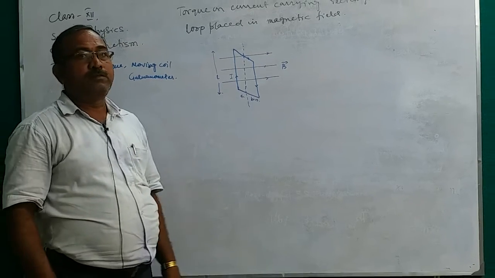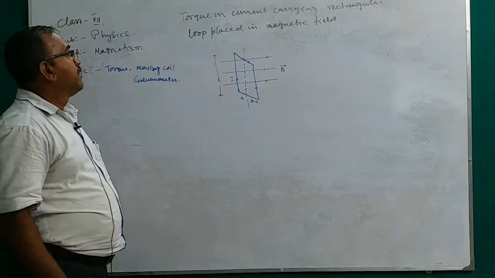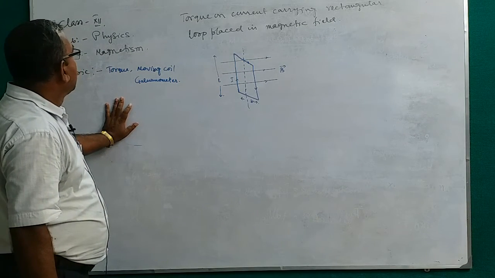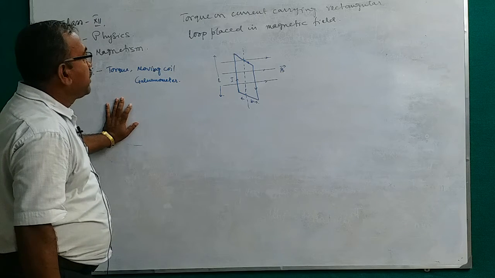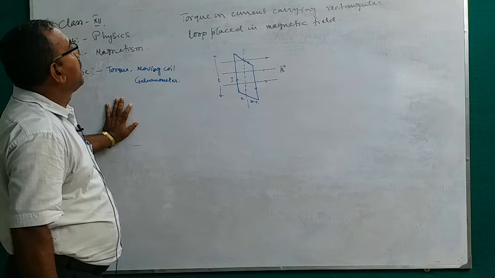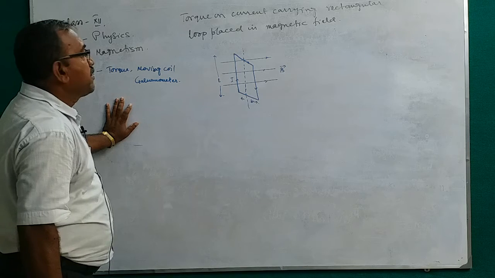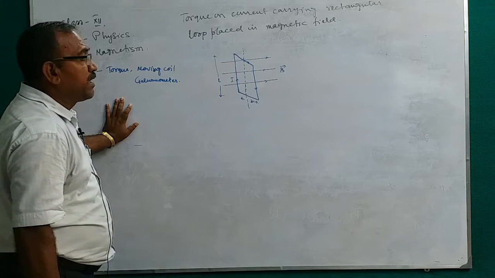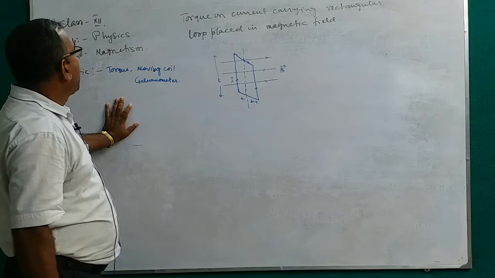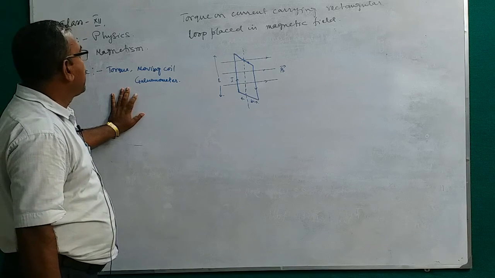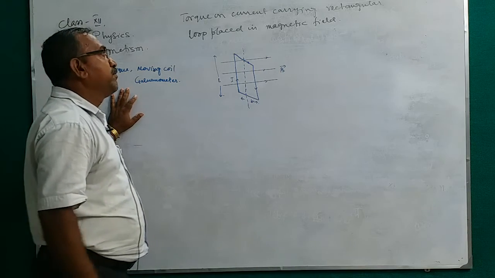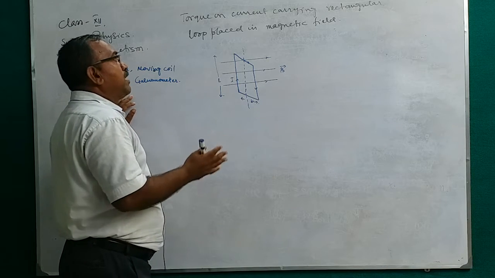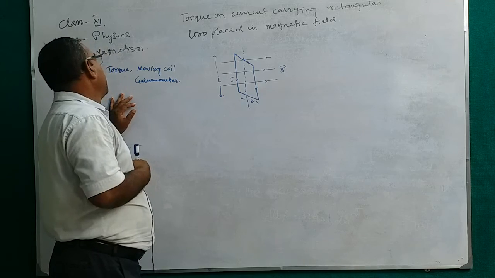Today is your physics class, so we continue from the last class. After one week, you see the physics class again. The magnetism chapter: magnetism means the magnetic effect of current. The last part of this chapter is torque, the moving coil galvanometer, and the voltmeter and ammeter.